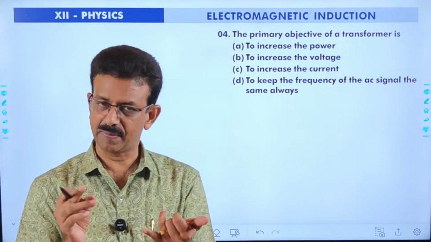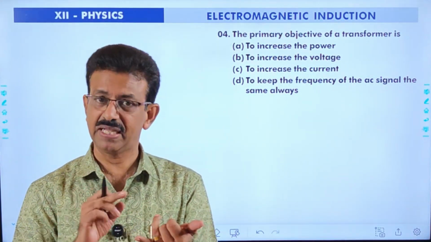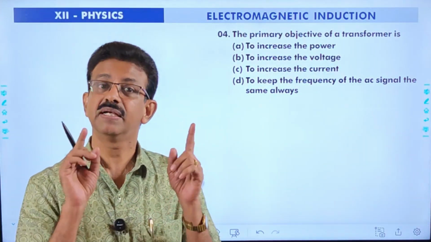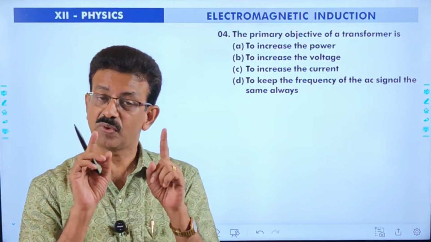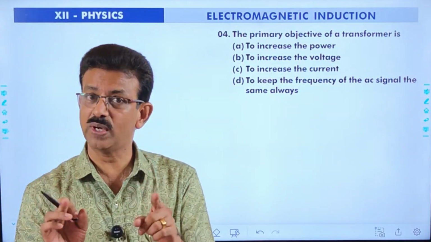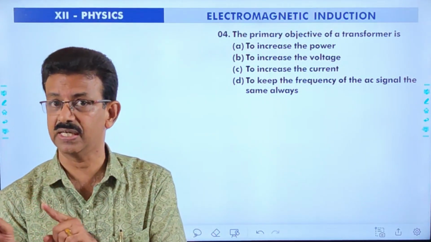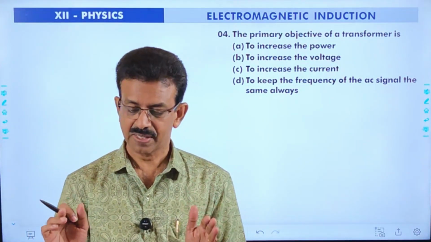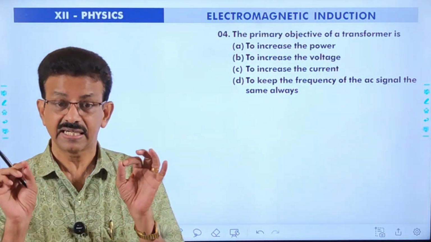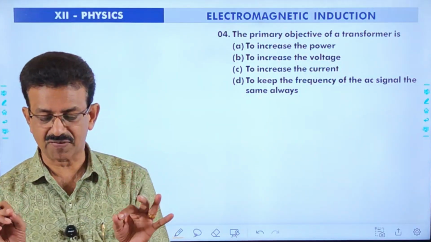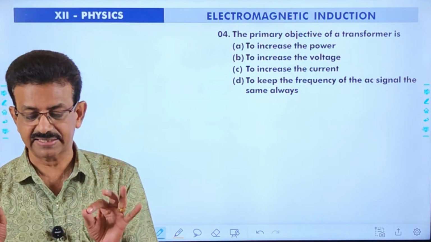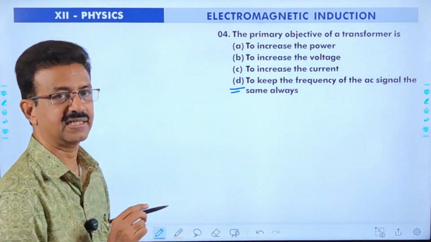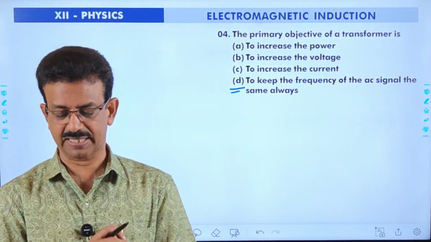So different purposes are there: to step up, increase the voltage, decrease the current, keep the power the same. But the most important one is, without any change in frequency, the signal is transferred from one circuit to another. Therefore, here the correct answer is D choice. That is, to keep the frequency of AC signal the same always. D choice is the correct answer. That's the most important purpose actually.